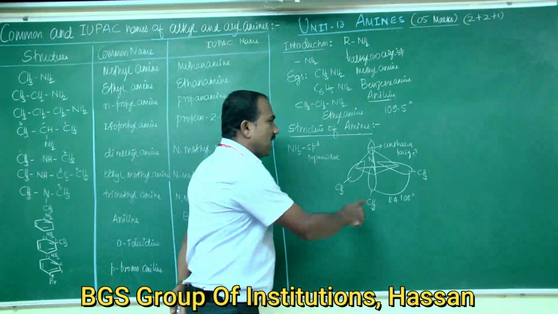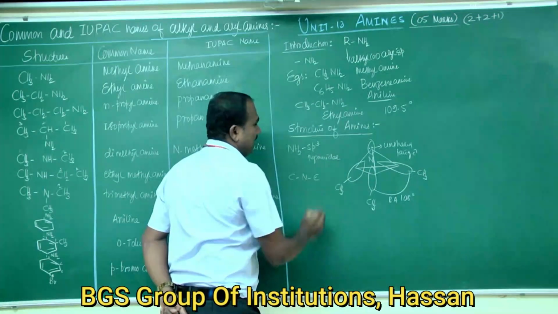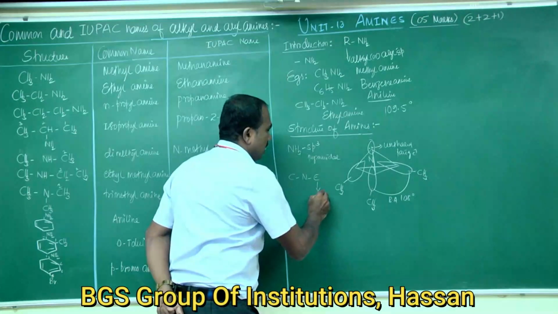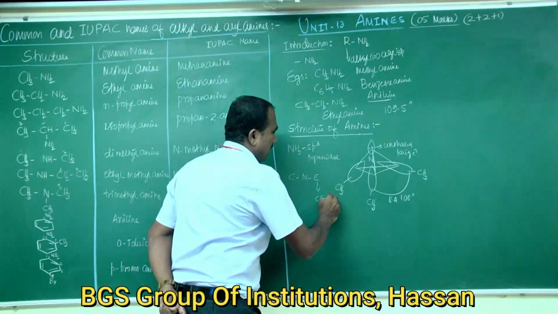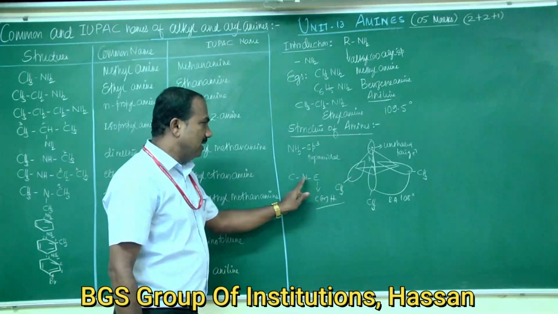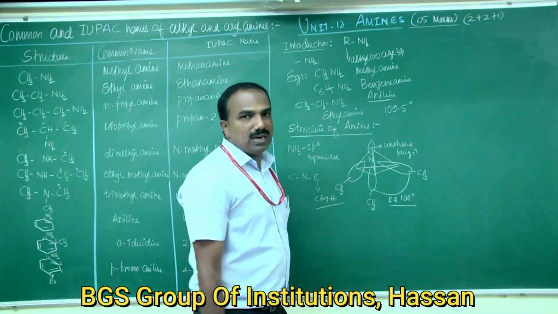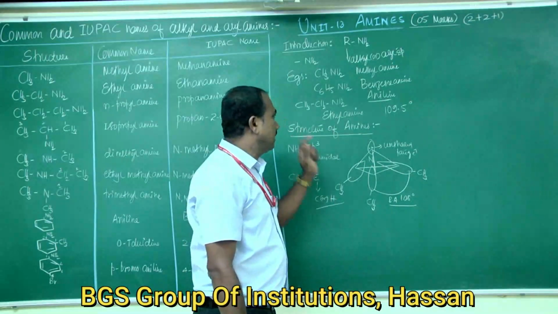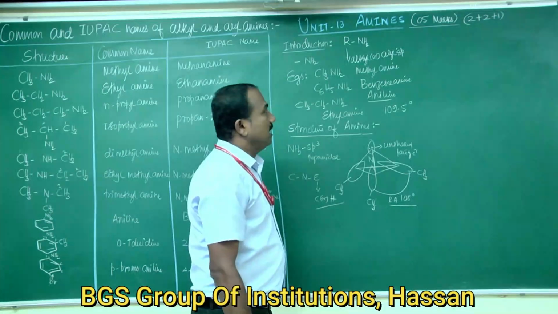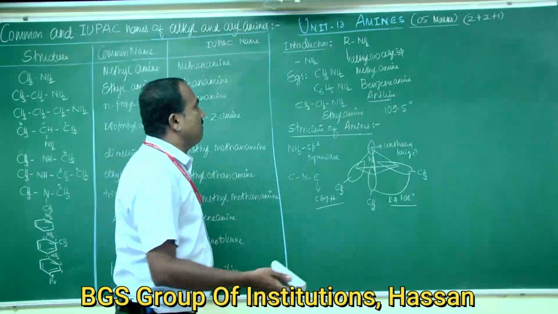That is, the bond angle E-N-C, where E may be carbon or hydrogen, that is, carbon-nitrogen-hydrogen or carbon-nitrogen-carbon, is found to be 108 degrees. So that is about the structure of amines. Next is classification of amines.